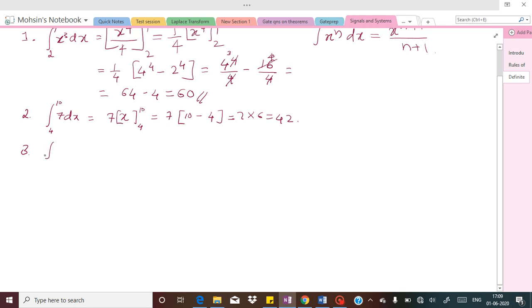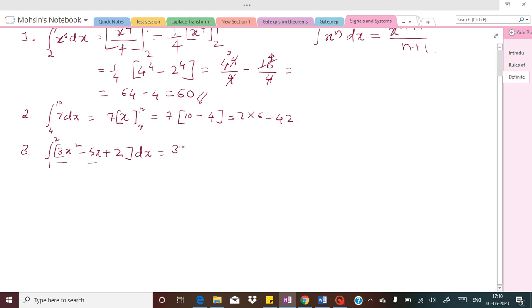The third integration is for the polynomial expression 3x² − 5x + 2 dx, evaluated between the limits 1 to 2. When you integrate this polynomial expression, integration is applied to each of the terms separately, and the resultant value can be written directly.